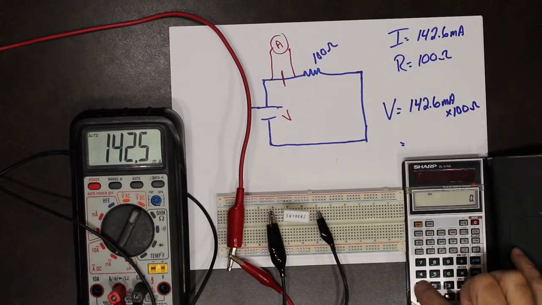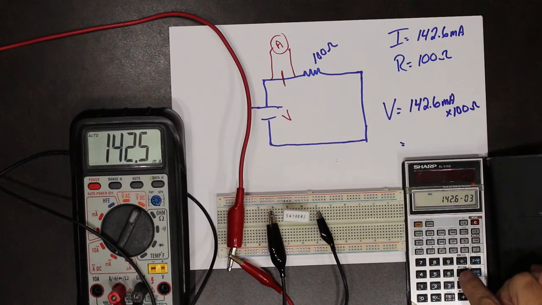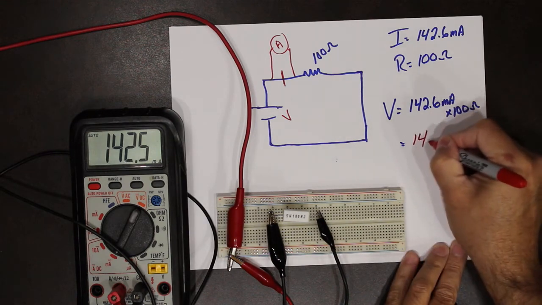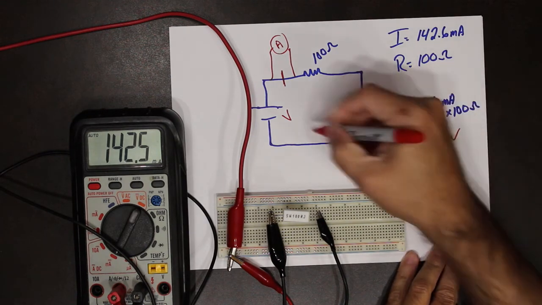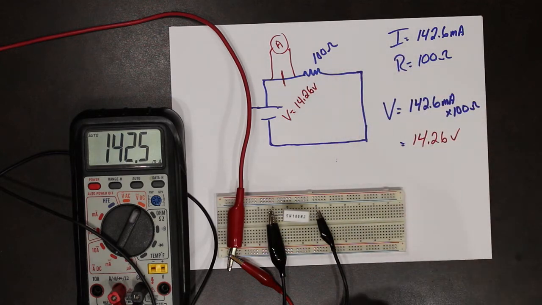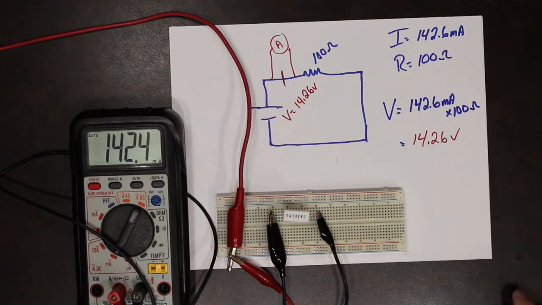So I got 142.6 milliamps times 100 ohms. That comes to 14.26 volts. According to Ohm's law, I should have 14.26 volts at the power supply.